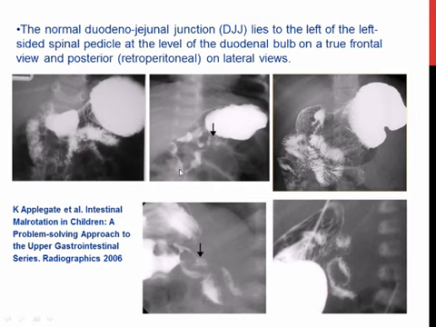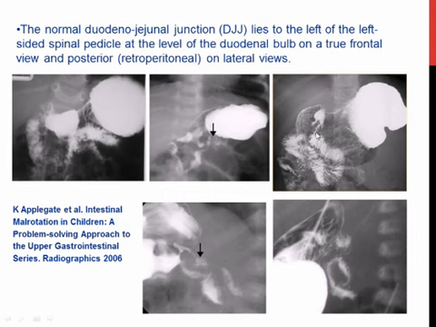So you can follow that even into a redundant duodenum, and on lateral views, your duodenum will go downwards and then will climb upstairs, posterior to the descending duodenum. This is your normal expected position.